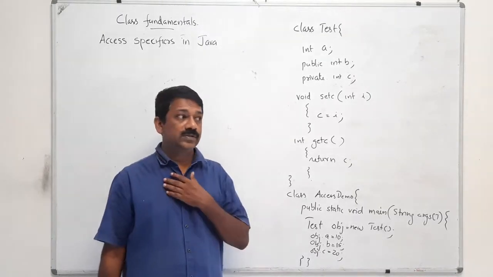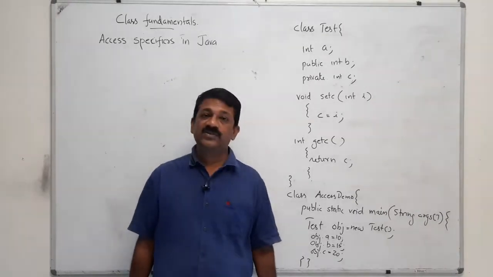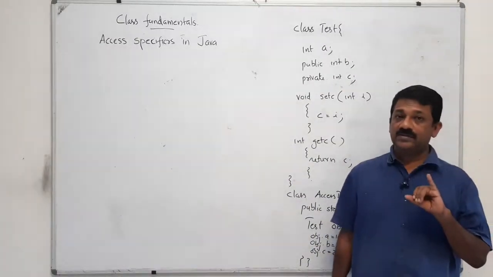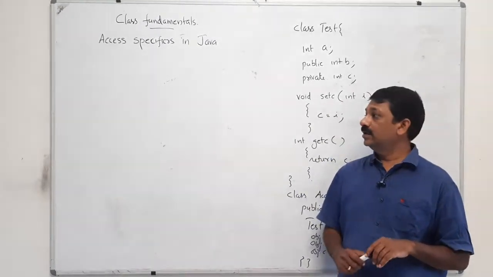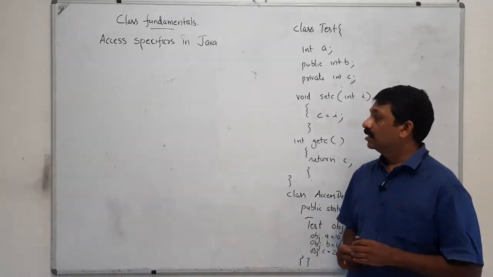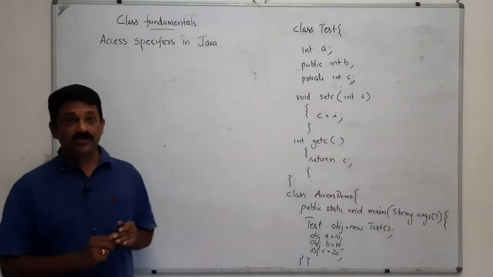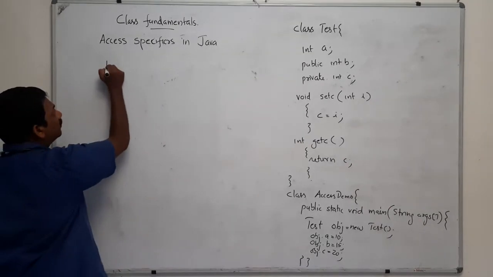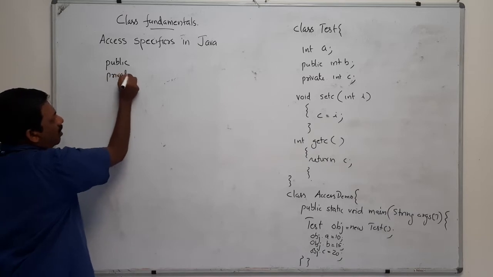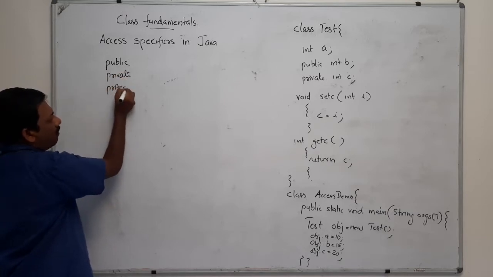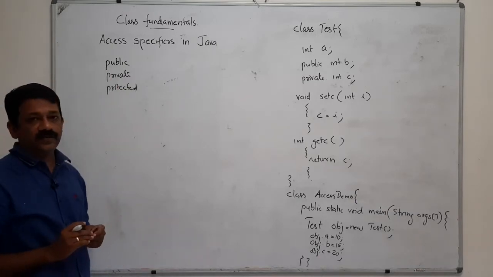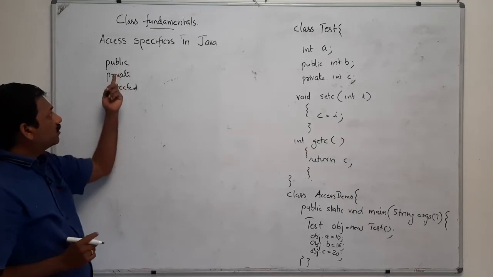Today we are going to discuss access specifiers in Java. We have three kinds of access specifiers. If you are aware of C++, you might have studied that the access specifiers in C++ are also public, private, and protected. These are the three access specifiers as far as Java is concerned: public, private, and protected.